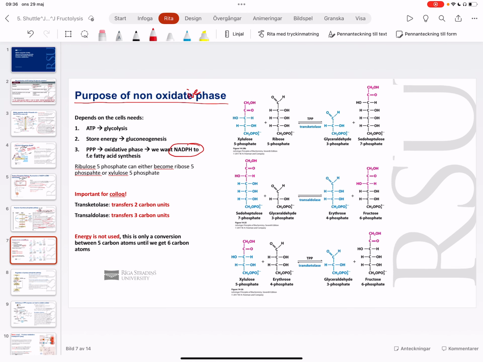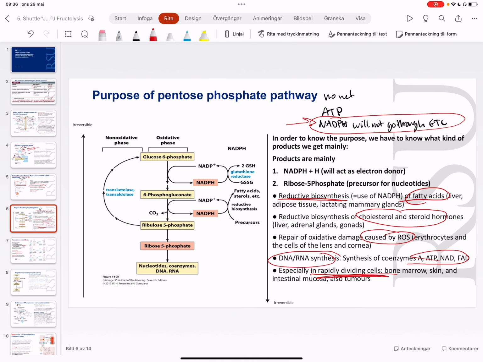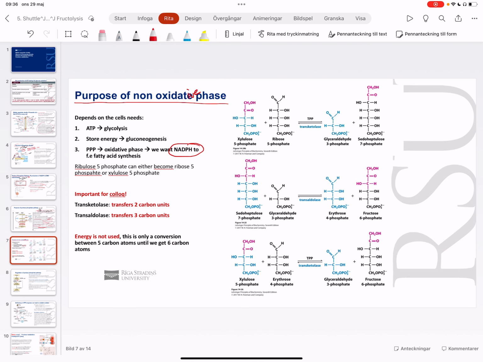Okay, and at the end here, we will get ribulose 5-phosphate. Ribulose 5-phosphate can be converted to ribose 5-phosphate, and ribulose 5-phosphate can either become ribose 5-phosphate or another molecule called xylulose 5-phosphate.